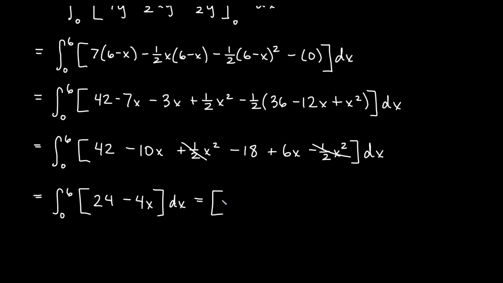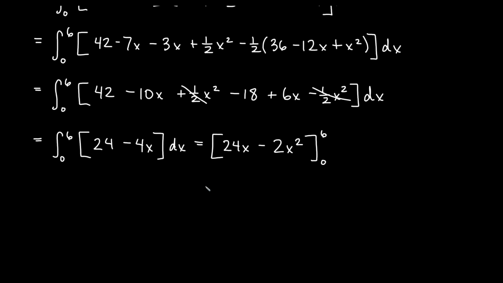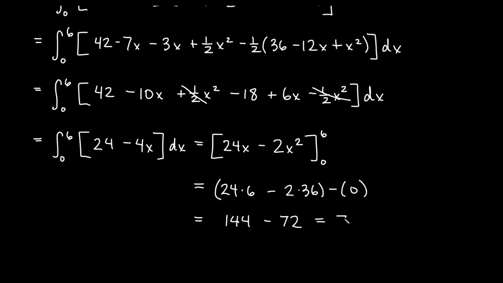So integrating 24, we get 24x minus power rule, x squared divided by 2 would make a 2 out front, 2x squared, and then from 0 to 6. So lastly, we'll get 24 times 6 minus 2 times 36 minus, when we plug in 0, we're going to get 0 from both terms there. So we will get 144 minus 72, and that just happens to give us 72 units for our volume for our object.